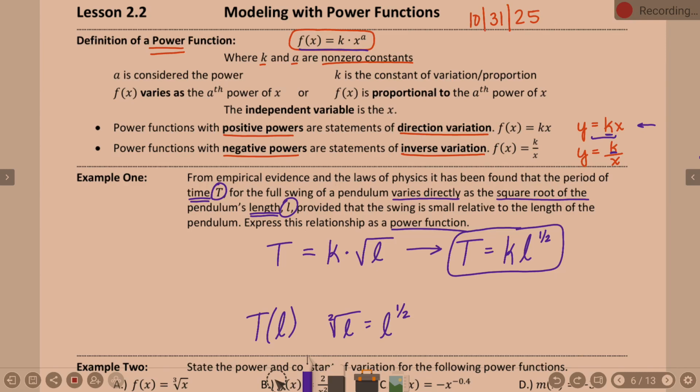The only restriction on the exponent was that it's a non-zero constant. That's the only restriction on the exponent there, is it can't be 0. So that means it could be a whole number, it could be a fraction, it could be a decimal, it could be positive, it could be negative. It just can't be 0.